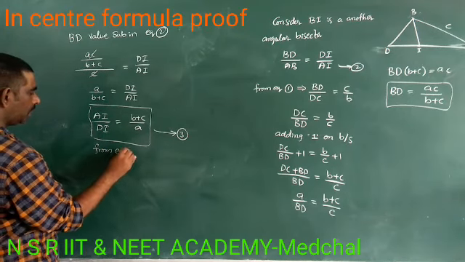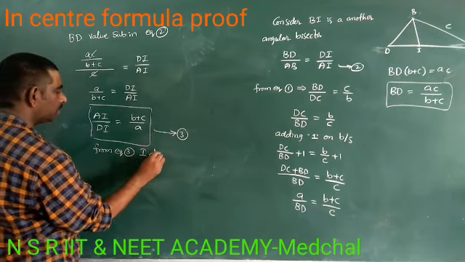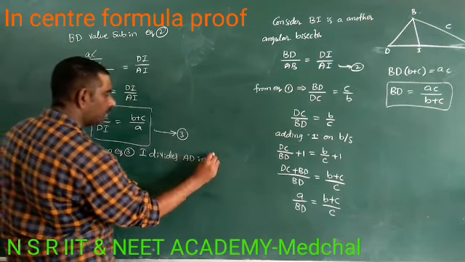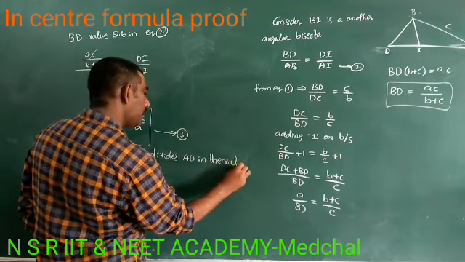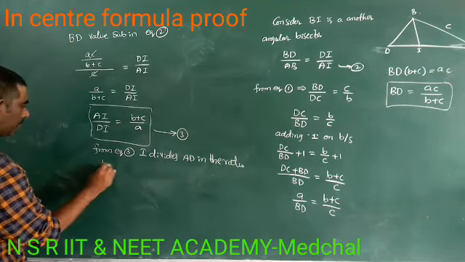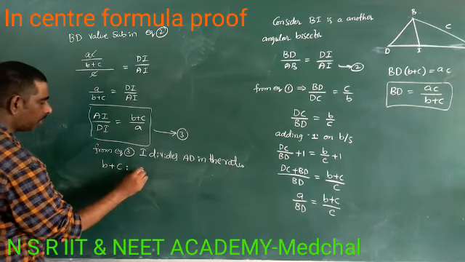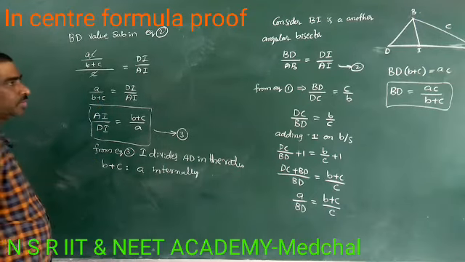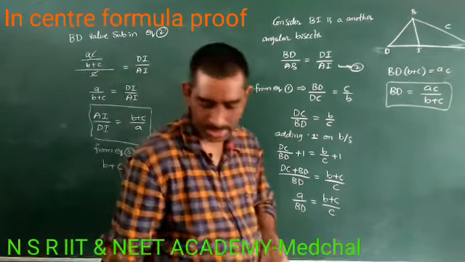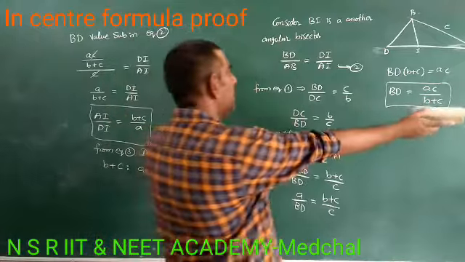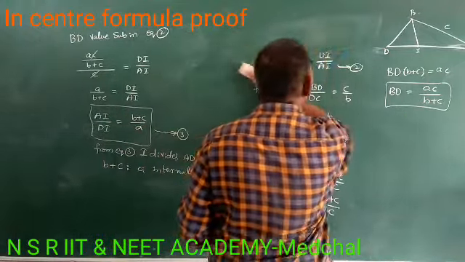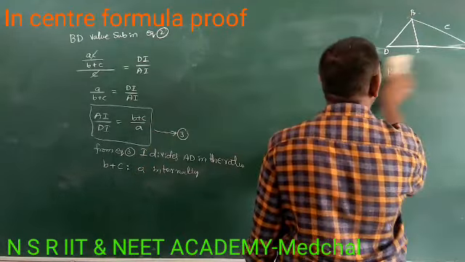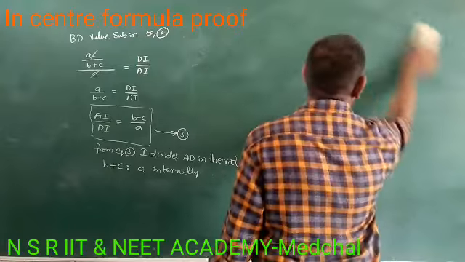From equation 3, I divides AD in the ratio B plus C is to A internally. So we know the ratio in which I divides the angular bisector AD: B plus C is to A. Since we know the ratio, we can easily find the in-center formula.